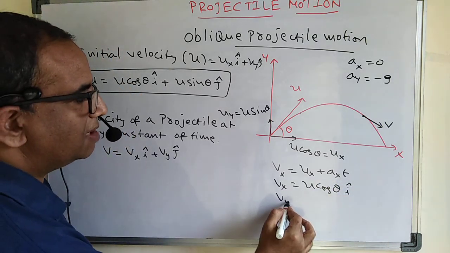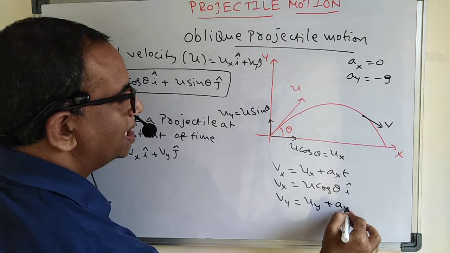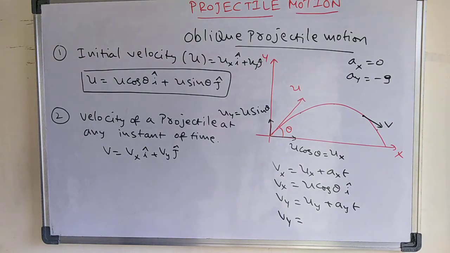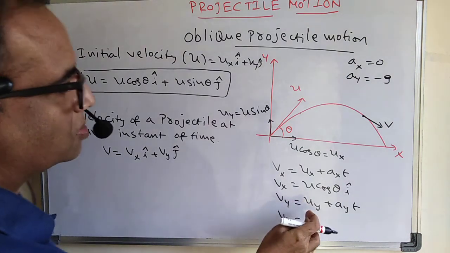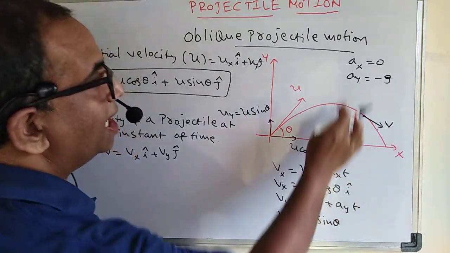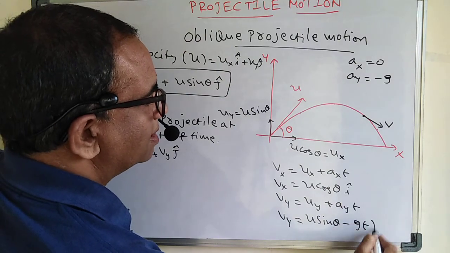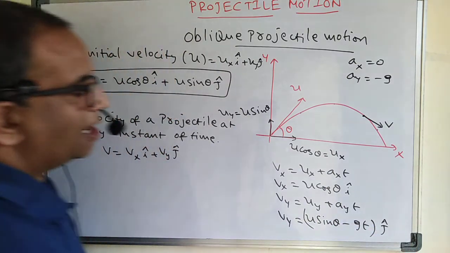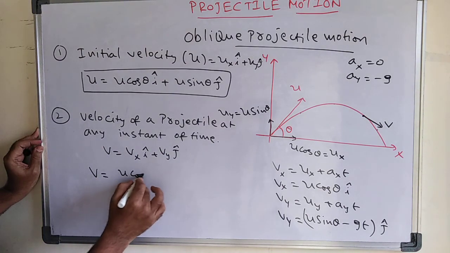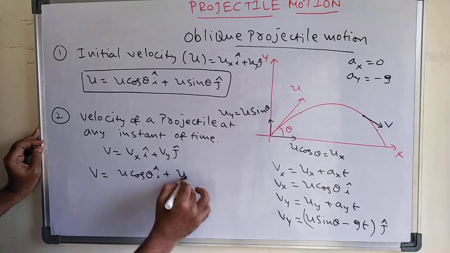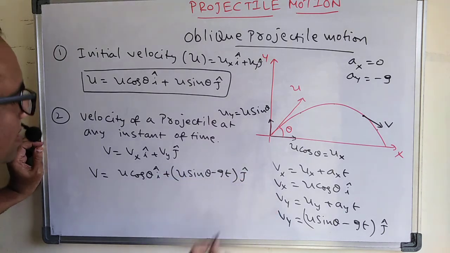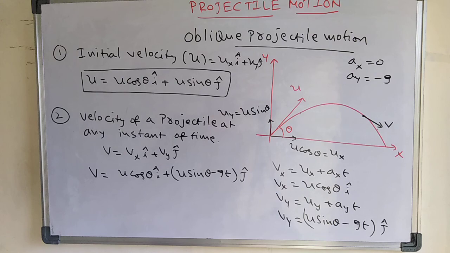Then what is Vy here? Vy = uy + ayt. Here uy is u sin theta, and ay is minus g, along the y-axis. Therefore, the v value is u cos theta i cap + (u sin theta - gt) j cap. That is the velocity of a projectile at any instant of time.